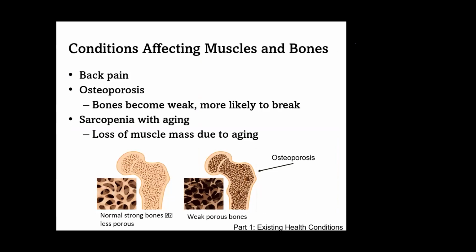Conditions that might be affecting our muscles and bones, for example, back pain. We talked about osteoporosis just now, where our bones will become weak and more likely to break. And we also talk about sarcopenia with aging, loss of muscle mass due to aging.